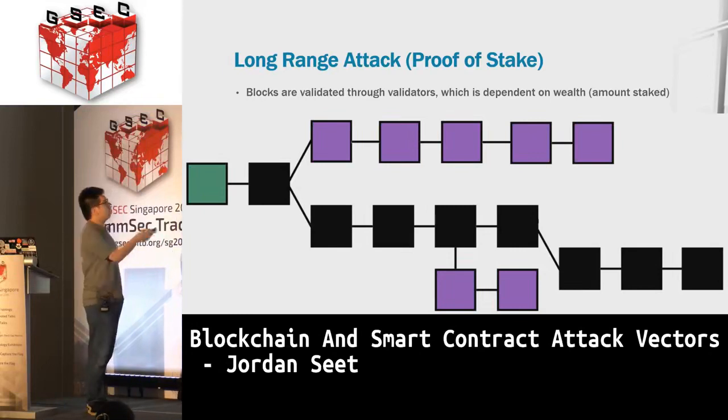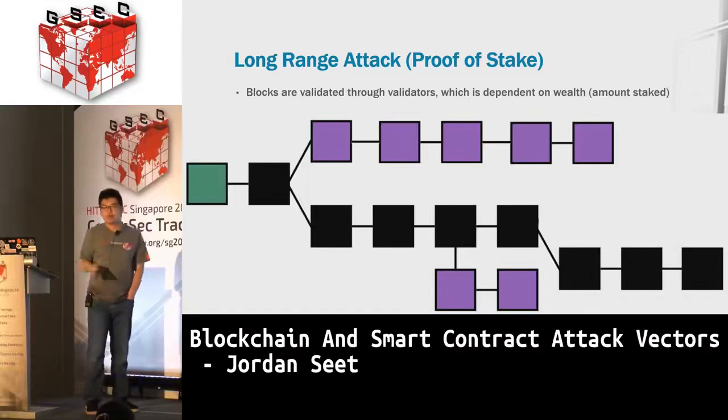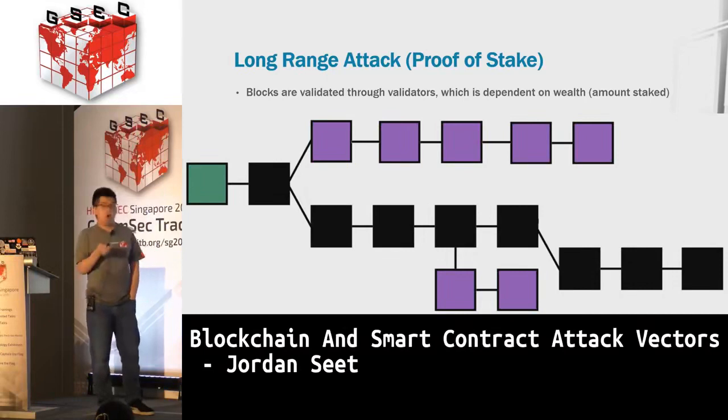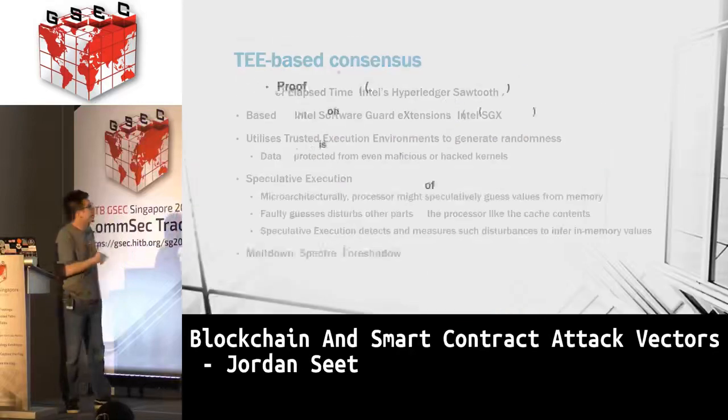So that is the long-range attack, which is mitigated through various methods like slashing, and it's only a worry if you're trying to create your own proof-of-stake consensus, naive implementations, basically.